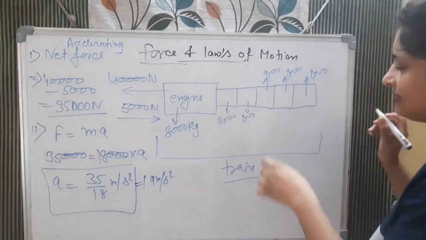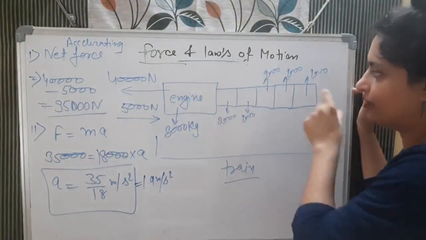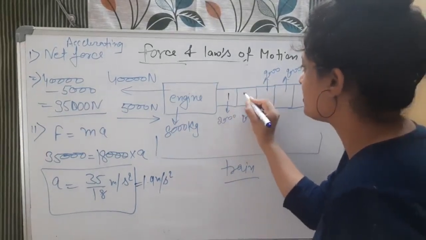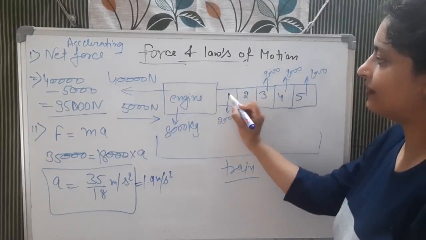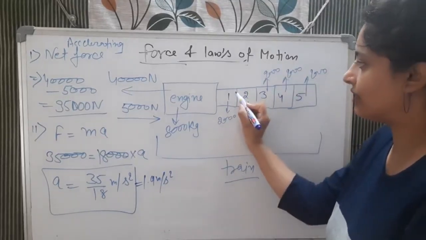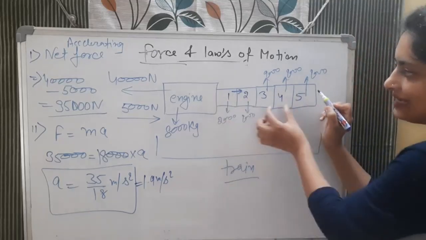Now see, children, look carefully. Not engine, wagon 1 on wagon 2. So this is the first wagon, this is the second, this is the third, this is the fourth, and this is the fifth. But the force of wagon 1 on 2 we need to calculate. So the force of wagon 1 on 2 will act in this direction.